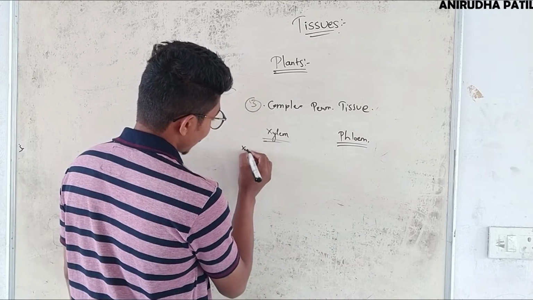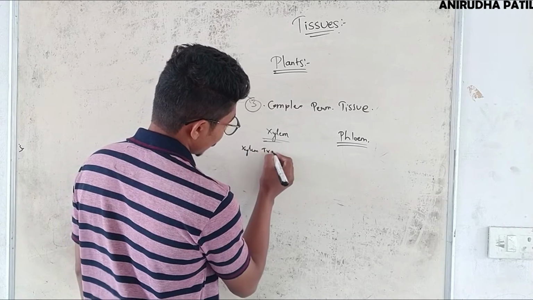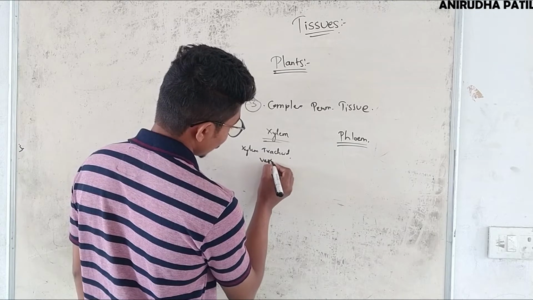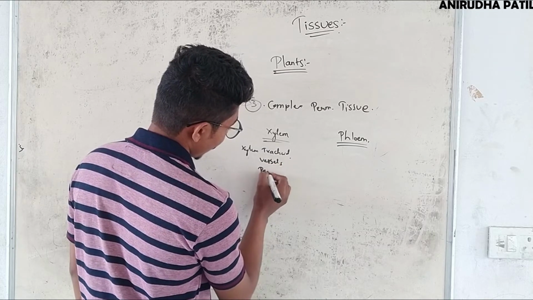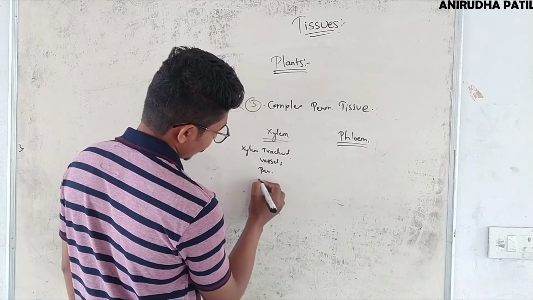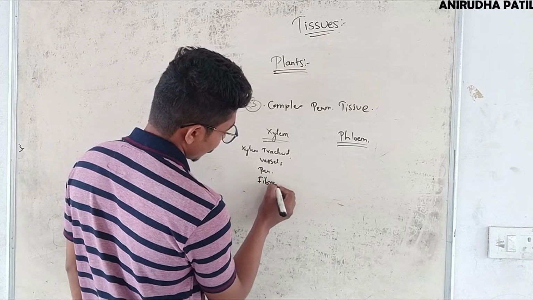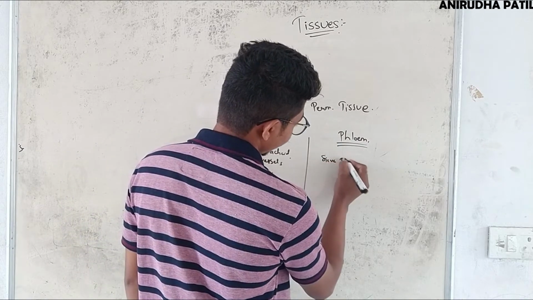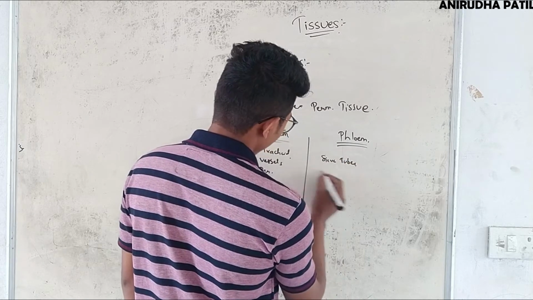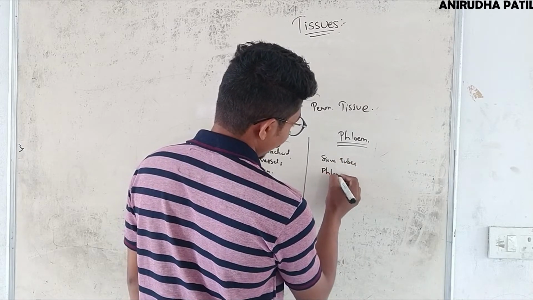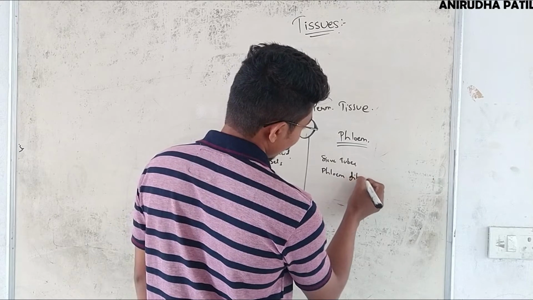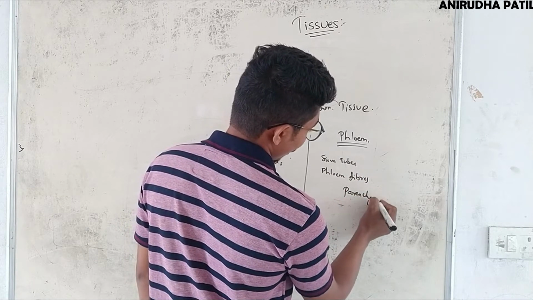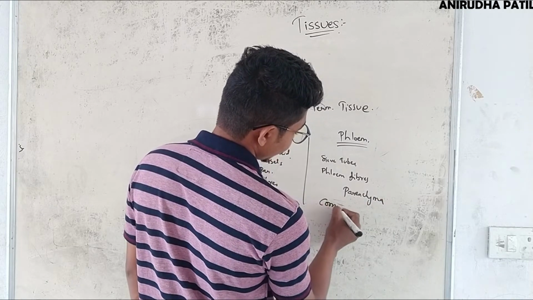So xylem tracheids, xylem vessels, xylem parenchyma, and xylem fibers. And in phloem we have sieve tubes, then phloem fibers, phloem parenchyma, and companion cells.